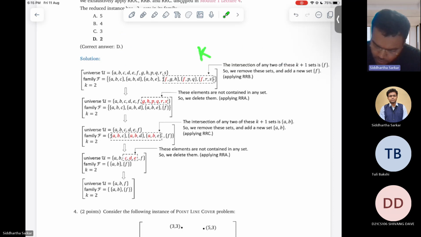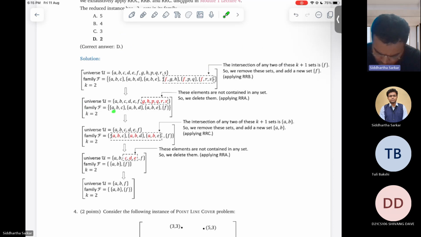Here the value of k is 2. One of the reduction rules was, if you can find k plus 1 sets that contain a common element, then you replace those sets by a set containing that element. That was reduction rule B. These three sets in the family contain the element F, so we replace these three sets by a singleton set containing F. After this reduction, we have this reduced instance.